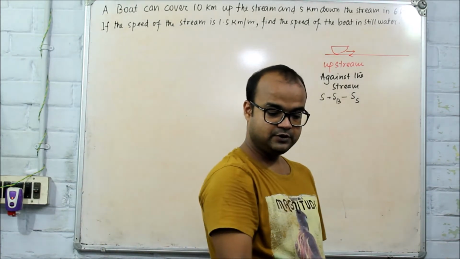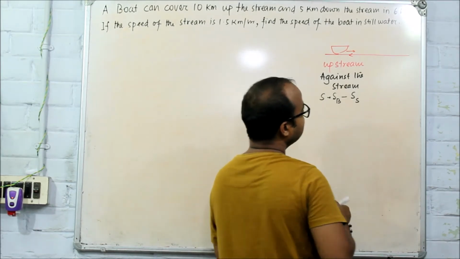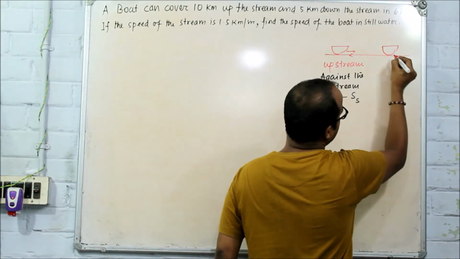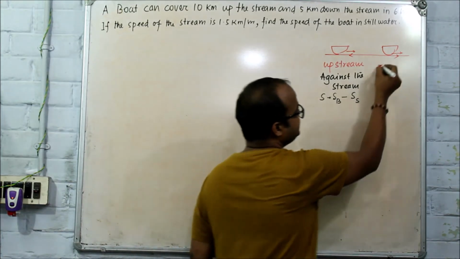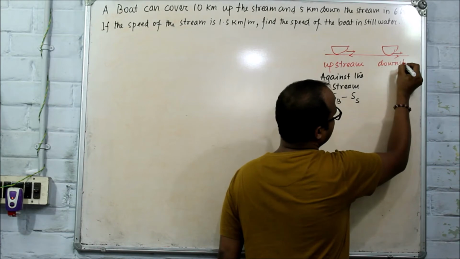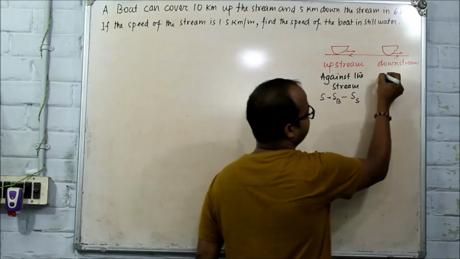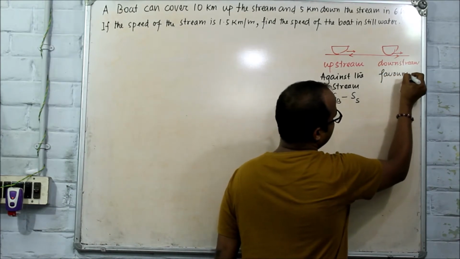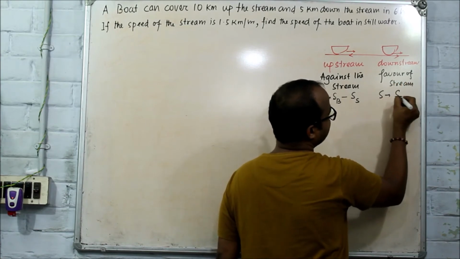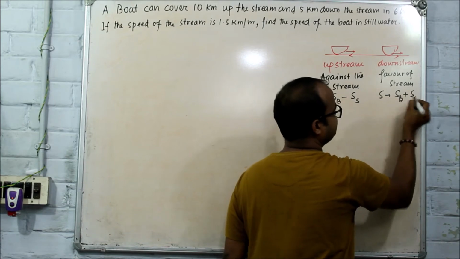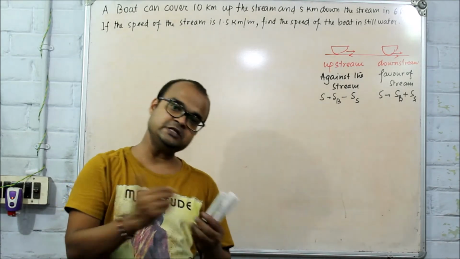Now if the boat is moving in this direction and the stream is also in this direction, then it is a case of downstream. That means it is in the favor of the stream. So effective speed will be speed of boat plus speed of stream. Clear? So you need to remember, up means against, down means in favor.